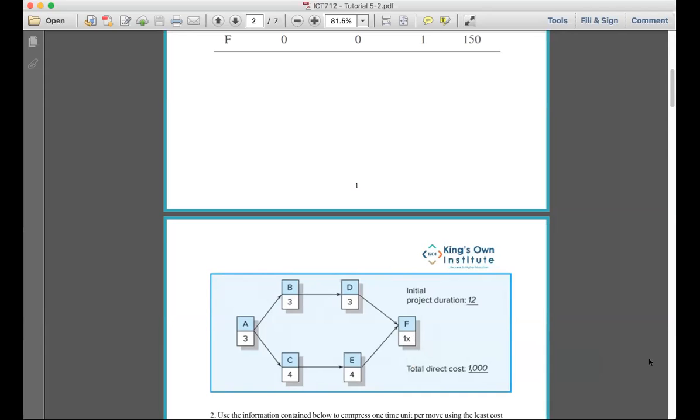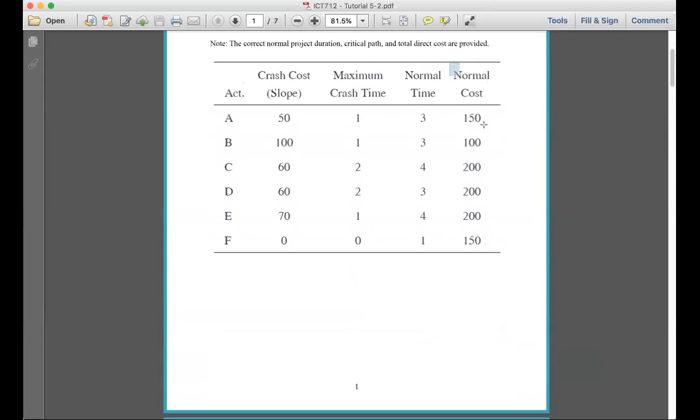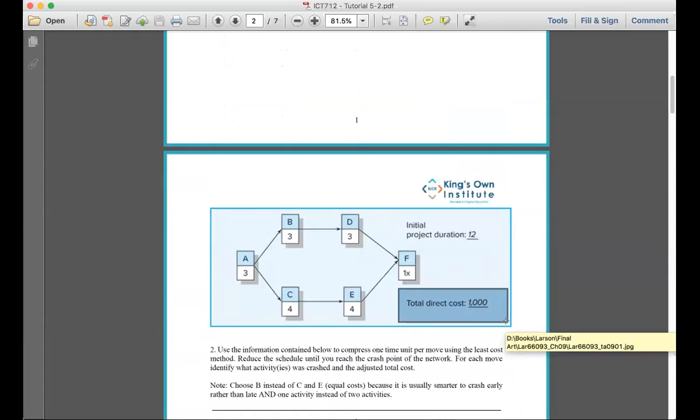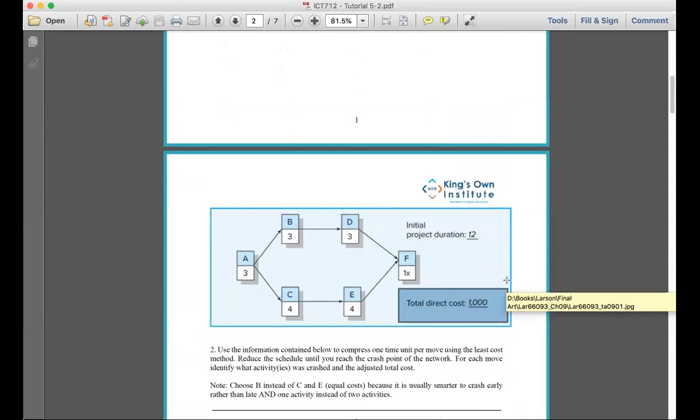ACEF. Okay, great. I want you to add all of these normal times and normal costs together and tell me what is the normal cost under normal circumstances. $1,000. So under normal circumstances, which is 12 days, it's going to cost me $1,000. Does that make sense? Do you understand? That's what it's telling me.